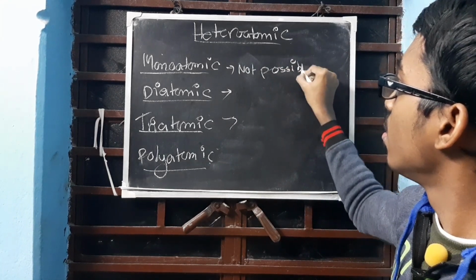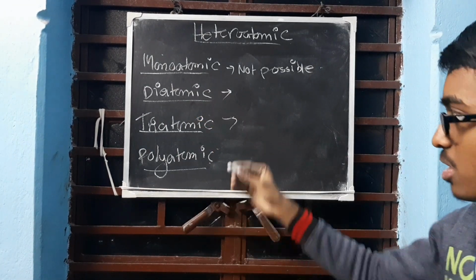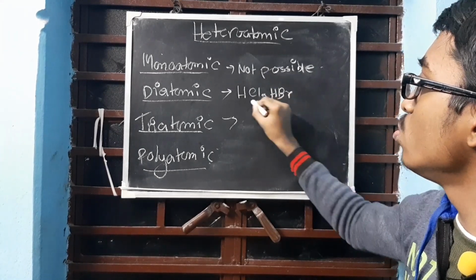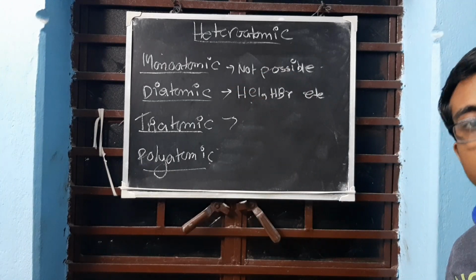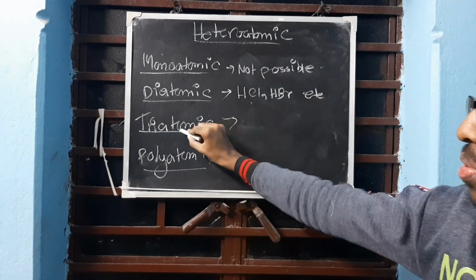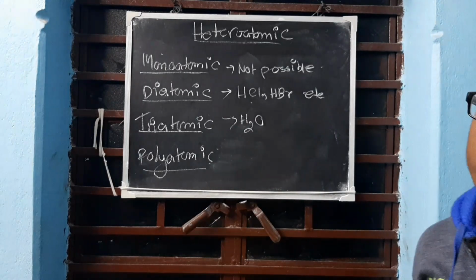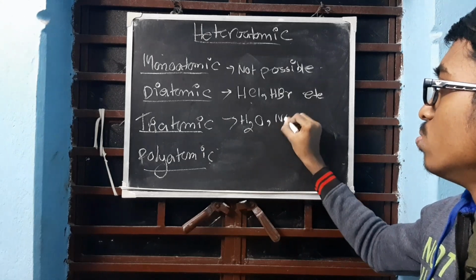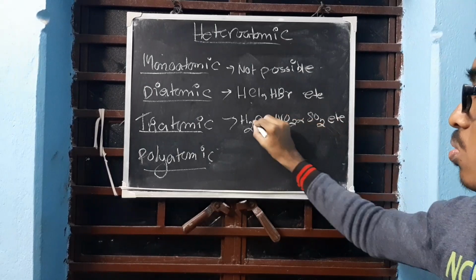Next is diatomic. This is possible. Just now I wrote HCl, there is HBr. All these have 2 atoms in their molecule. You check it. One molecule of HCl has what? 1 atom of hydrogen and 1 atom of chlorine. We have shown that using the Avogadro hypothesis. Now coming to triatomic. You have water, many other compounds are there. You have NO2, SO2. All these have 3 each. 2 plus 1, 2 plus 1, 2 plus 1.